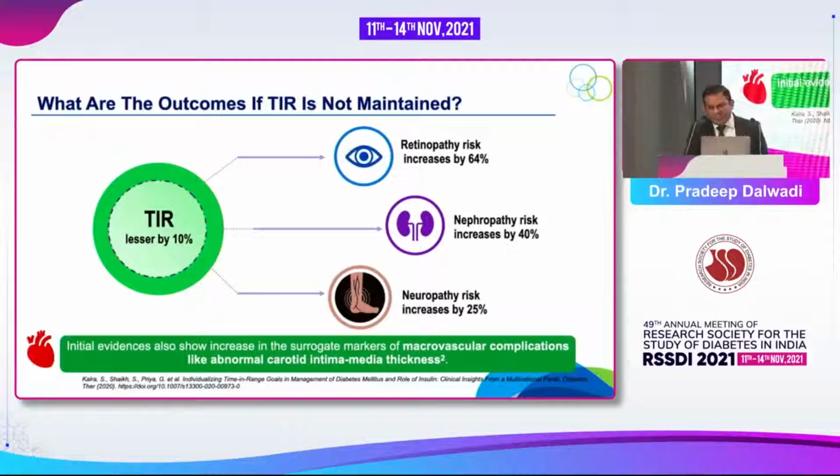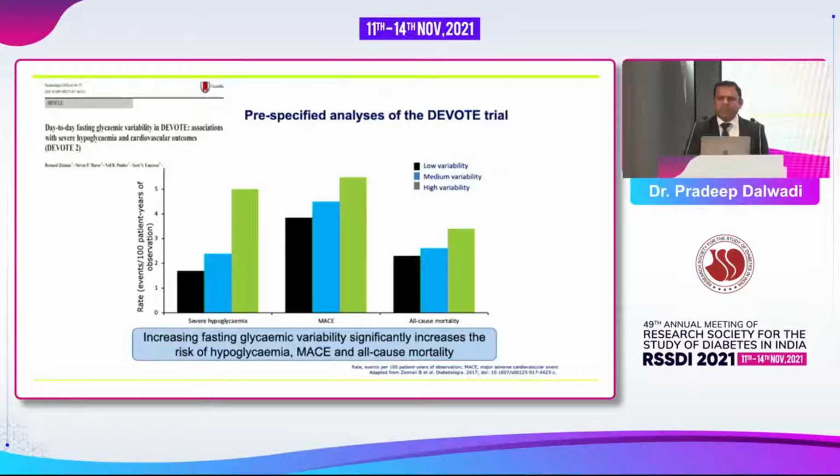Again, there is one study which has clearly shown that if you reduce time in range by 10%, it increases the risk of microvascular complications like retinopathy by 64%, nephropathy by 40%, and neuropathy by 25%. Not only that, glycemic variability is also linked to macrovascular complications. Higher glycemic variability can affect surrogate markers of macrovascular complications like carotid intima media thickness. So glycemic variability not only affects microvascular complications but also macrovascular complications.